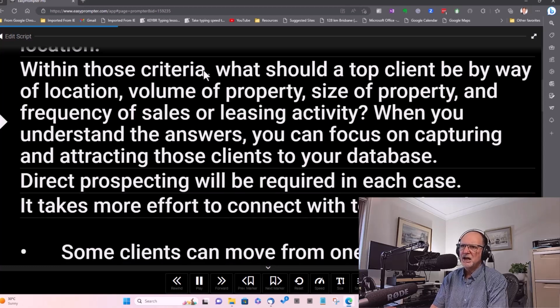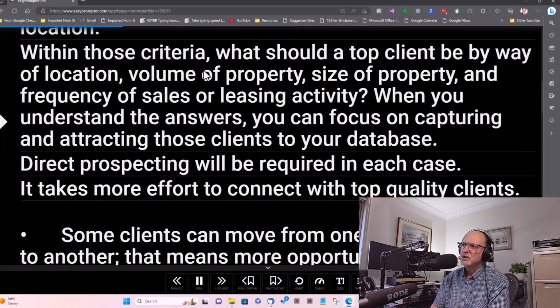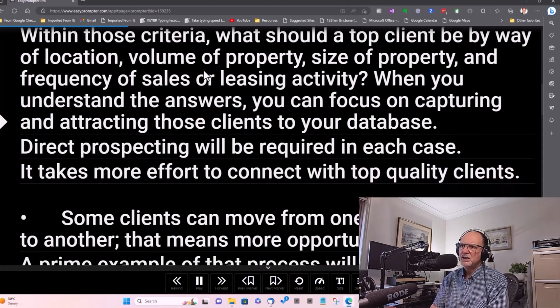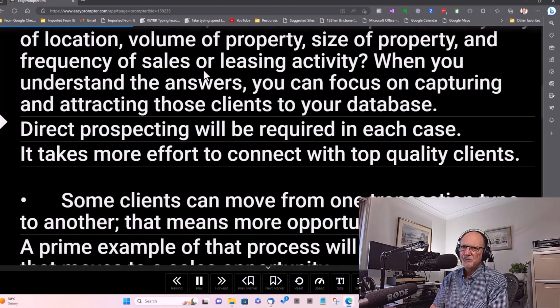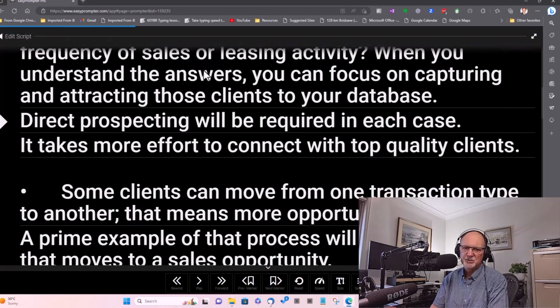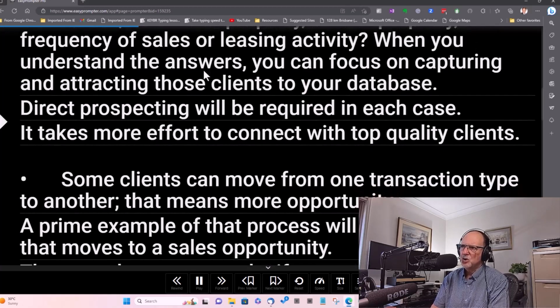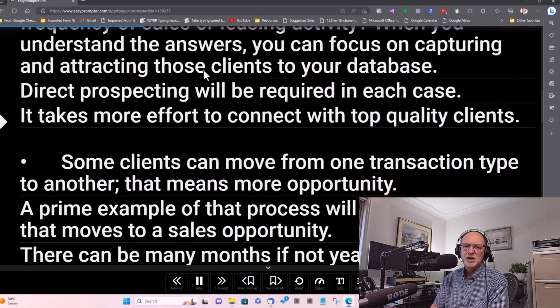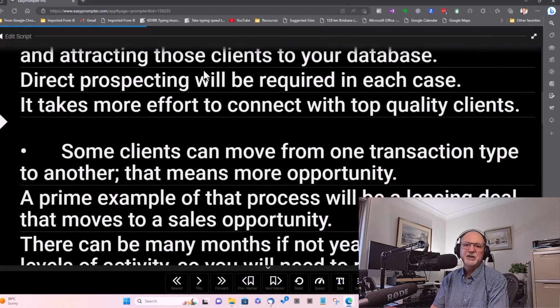When you understand the answers to those questions I gave you, you can focus on capturing and attracting those clients to your database. Attracting them, servicing them, drilling down on what they need, and then keeping in contact. So direct prospecting will be required in each case. It takes more effort to connect with top quality clients. Of course it does, because those clients, they know things. They understand things. They understand what they need and when they can afford it. And you have to be very close to that activity.